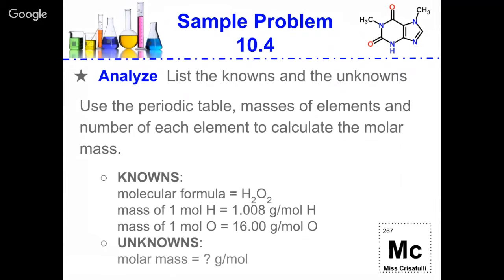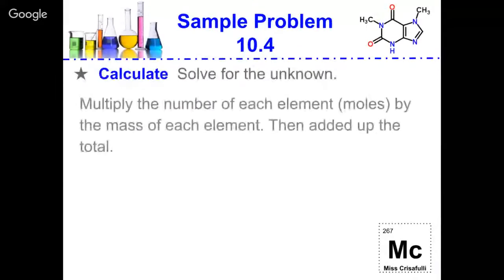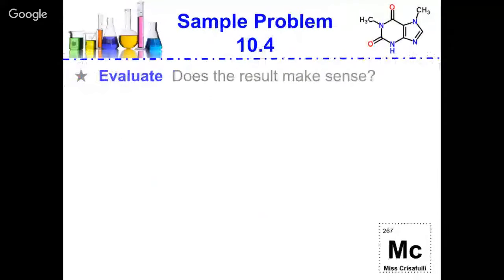And what do we not know? We don't know the molar mass of this compound, so let's figure this out. We're going to multiply the number of each element by the mass of each element, and then we're going to total them up. So here's our formula one more time. We have H. There's two of them, so we're going to take 2 times 1.008. And we have oxygen, and there's 2 of those, and each of them is 16.00. So once we do 2 times 1.008 and 2 times 16.00, we're going to add everything up, and we get 34.016 grams per mole.